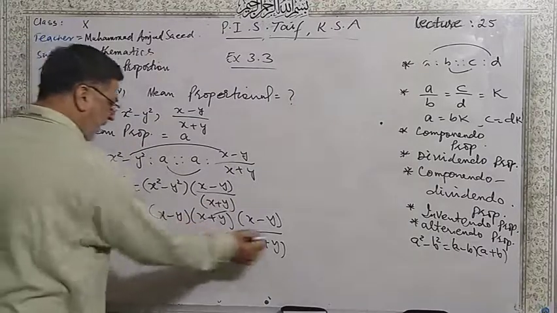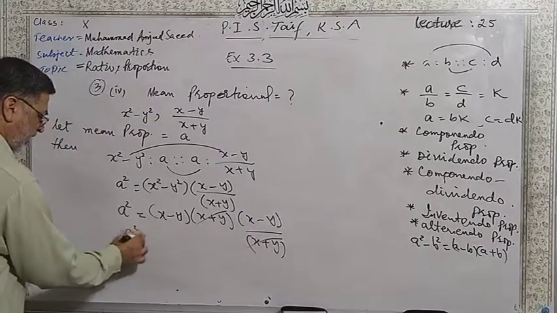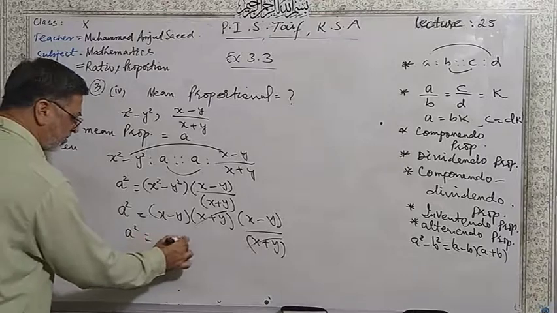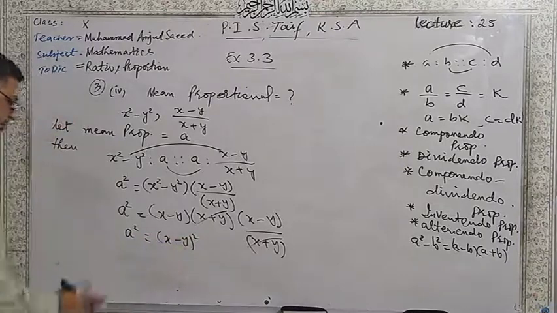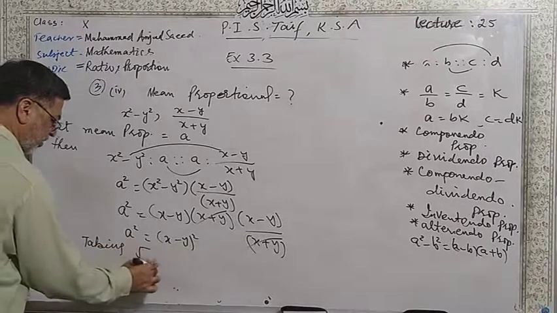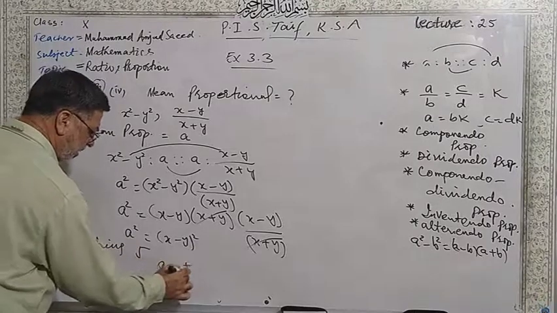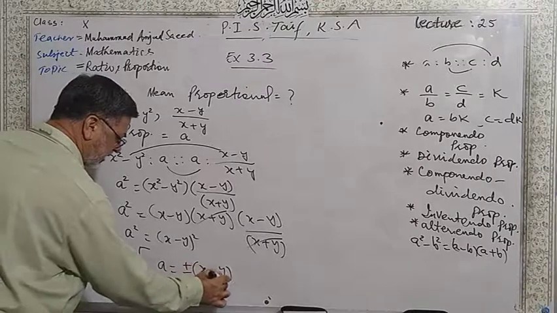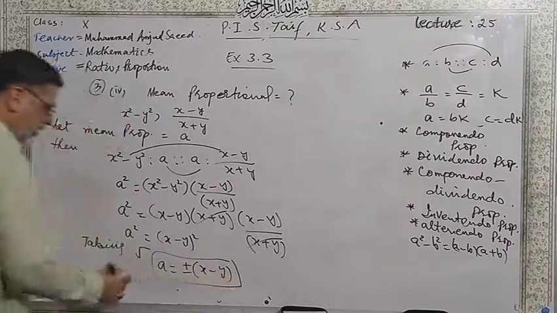So this x plus y cancels out. We are left with A square is equal to x minus y whole square. Taking square root, A is equal to plus minus x minus y. That's your answer.